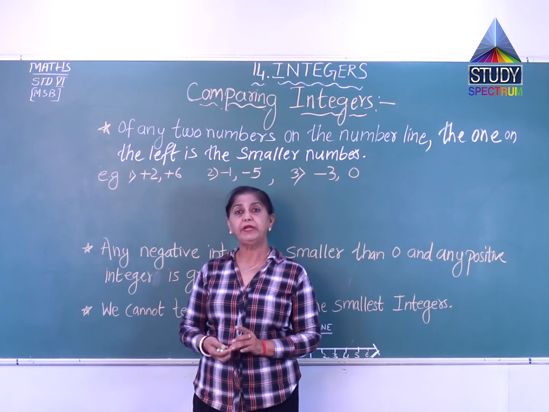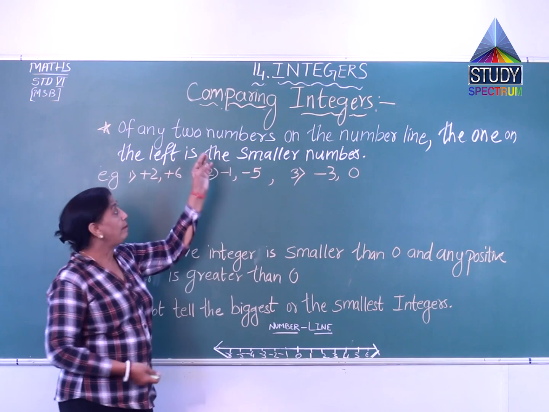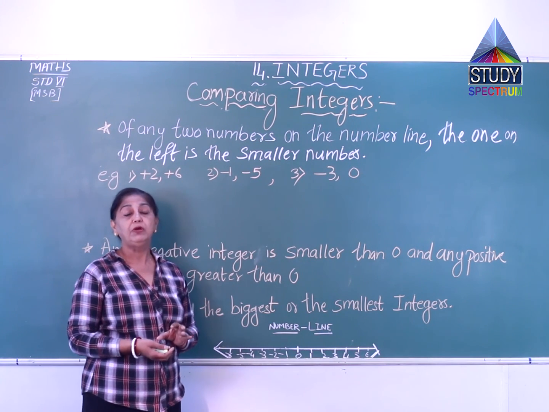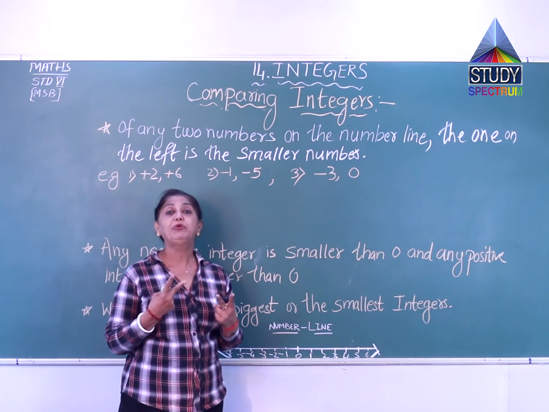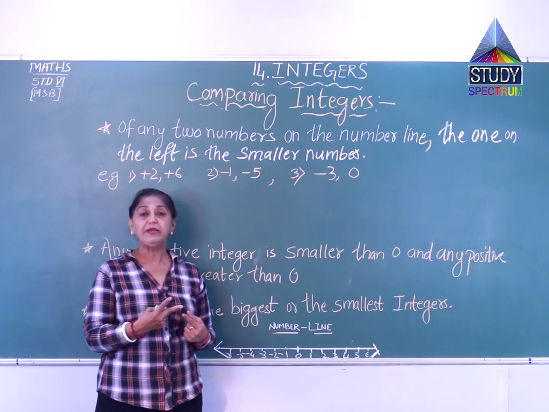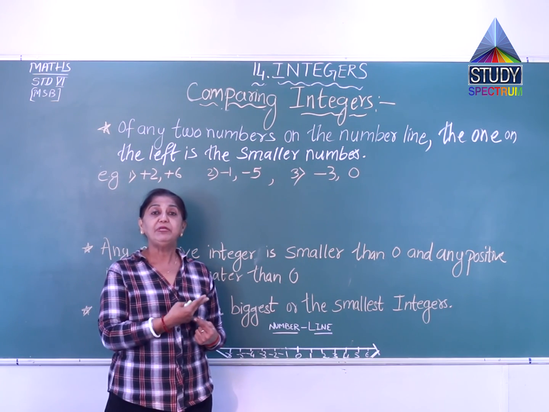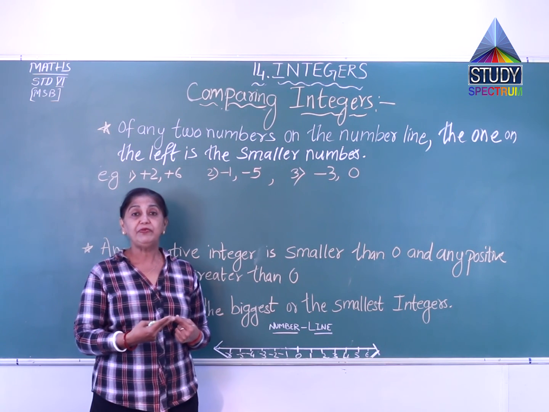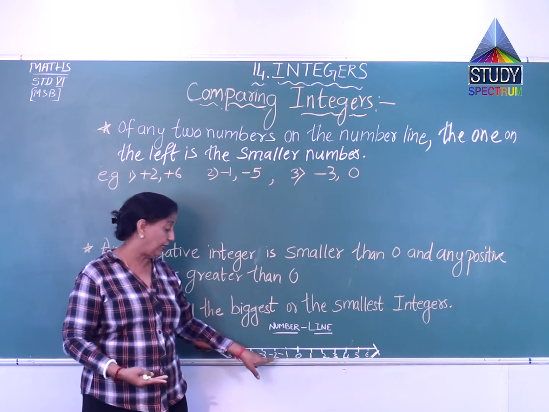Now let's move to the next topic of this chapter. The next topic is what? Comparing integers. This I have explained you before also. To compare integers means we are comparing between two numbers. If the two numbers lie on the number line, which one is bigger and which one is smaller, that means we are comparing that number. So to compare the number, we have seen that we have to look at the number line.